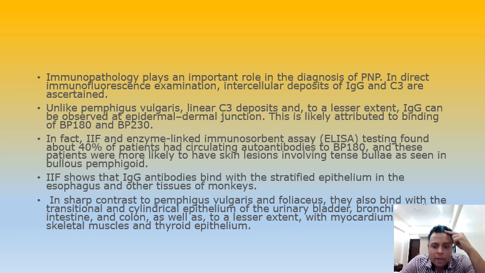IF shows IgG antibody to the stratified epithelium of the esophagus, and other tissues of monkeys also. In sharp contrast to pemphigus vulgaris and foliaceus, they also stain the transitional and columnar epithelium of the urinary bladder, intestine and colon, as well as the myocardium, skeletal muscle, and thyroid epithelium. Main thing is this.